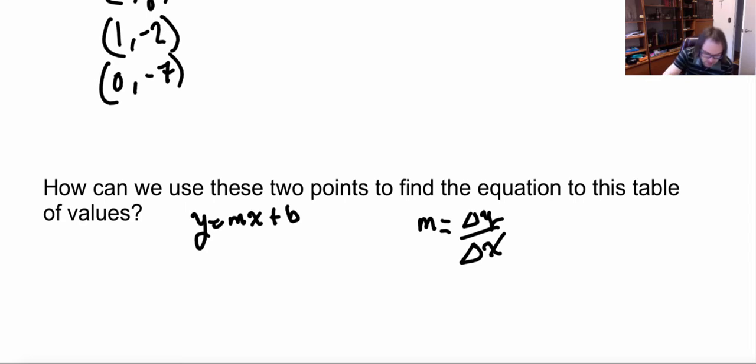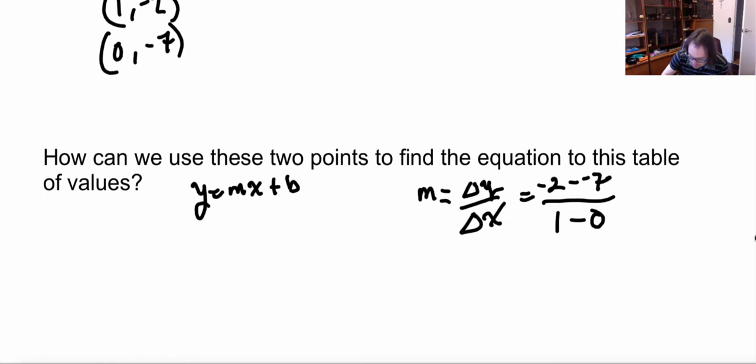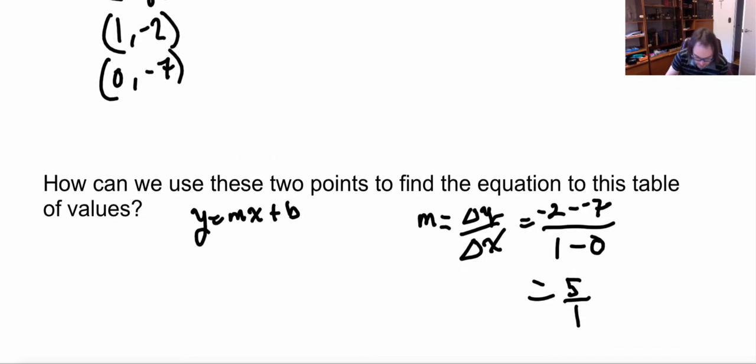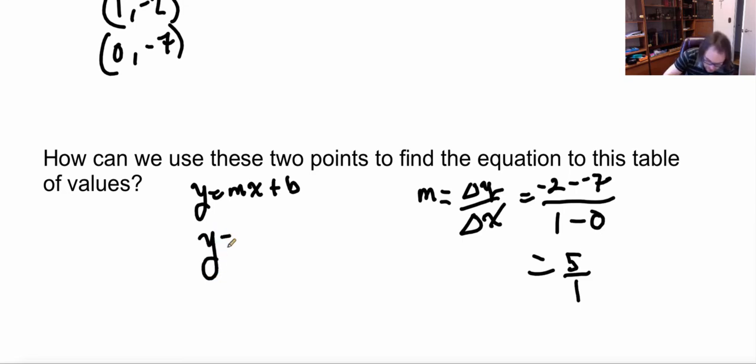So I have a point here. We have my change in y goes from negative 2 to negative 7. So I'm going to put this down here. We're going to get negative 2, and then I'm going to say minus negative 7, all over 1 minus 0. So what that's going to give me is a slope of negative 2 minus negative 7, which is 5, over 1. Okay, so I'm going to get y is equal to 5x plus b.